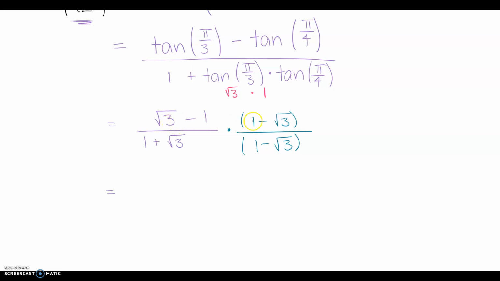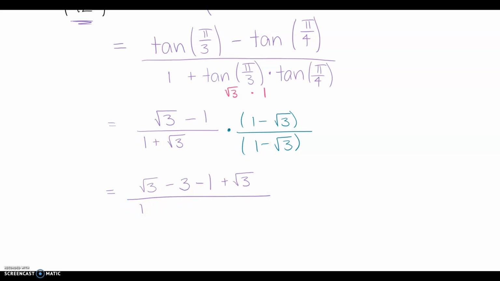Square root of 3 times 1. Square root of 3 times the negative square root of 3 will be the negative square root of 9, which is negative 3. Negative 1 times 1. And then negative 1 times negative square root of 3. And then in my denominator, 1 times 1 is 1.